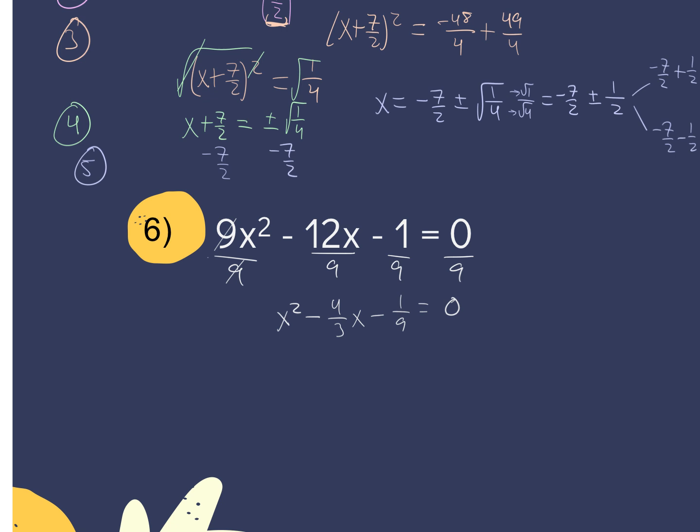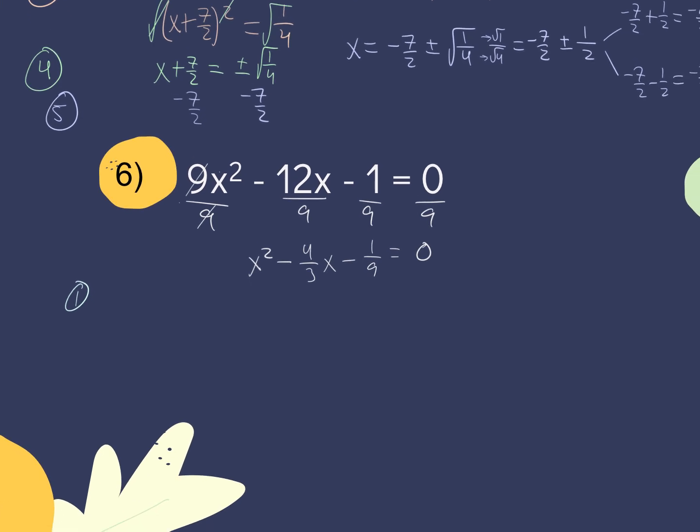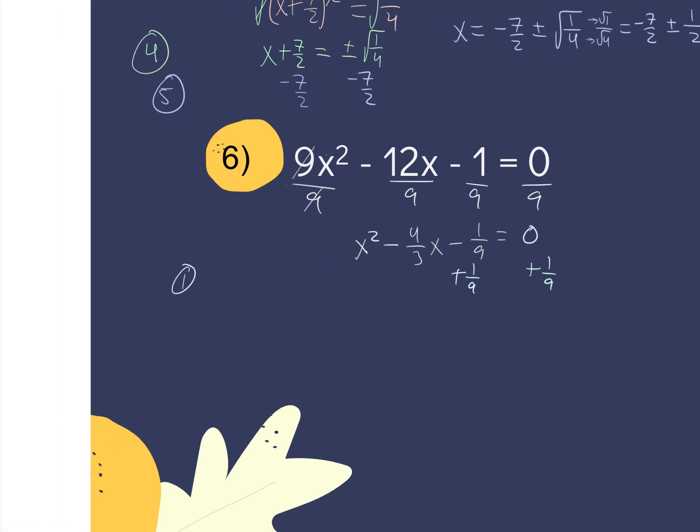All right, now let's go through all of our steps. The very first thing we want to do, as always, is get your x squared and your bx to one side. So let's add 1 over 9, sorry, not 1 over 9x, just 1 over 9. And then we should get x squared minus 4 over 3x, put your little box, equals 1 over 9 plus another little box.